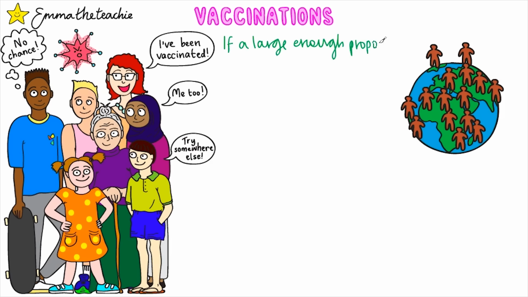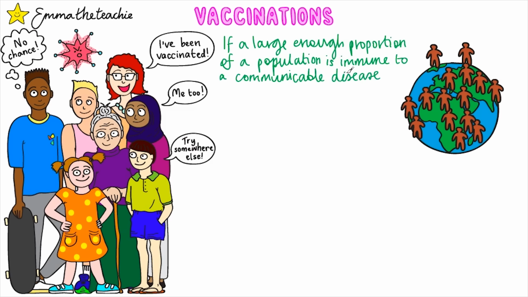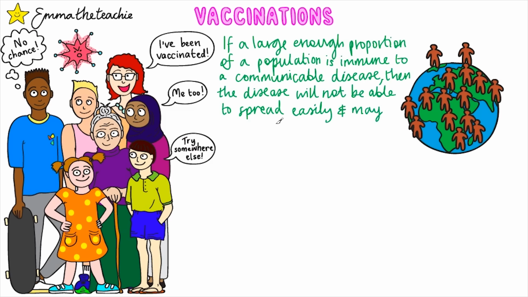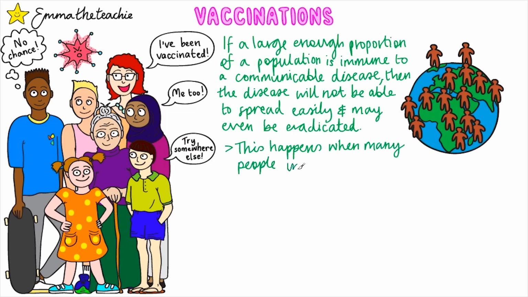If a large enough proportion of a population is immune to a communicable disease, then the disease will not be able to spread easily and may even be eradicated. Over here in this picture, you can see that this pathogen is struggling to spread because if you look at the members of the population, they've all been vaccinated. This only works if it's many people in the population.